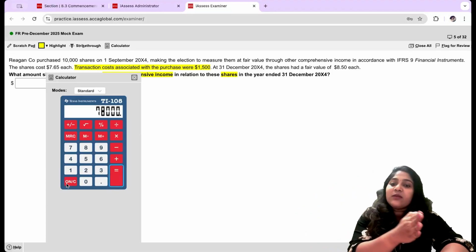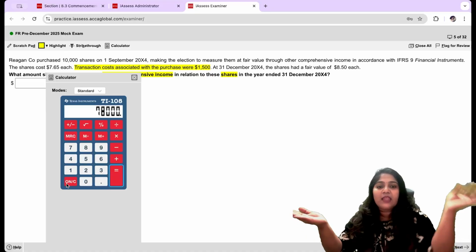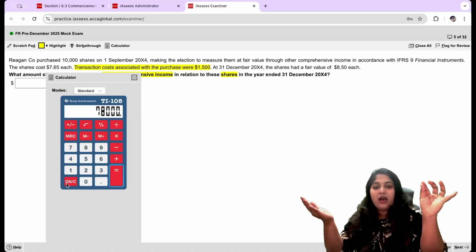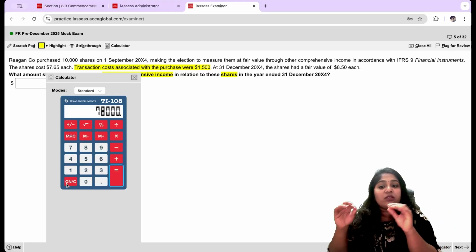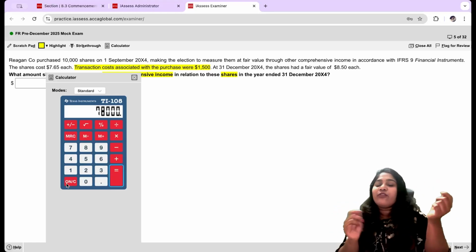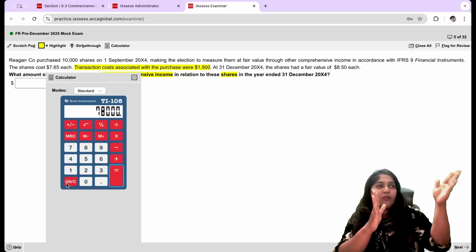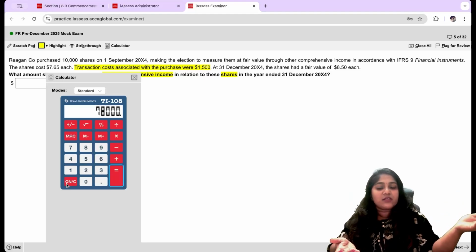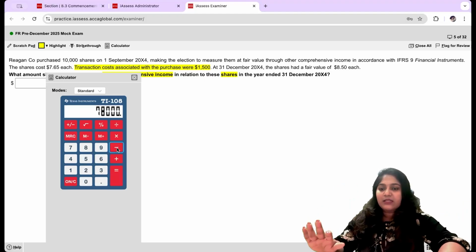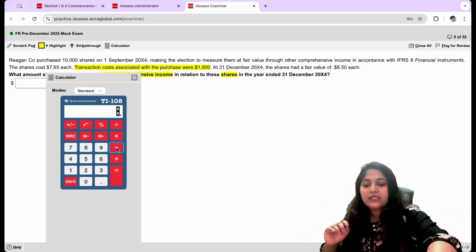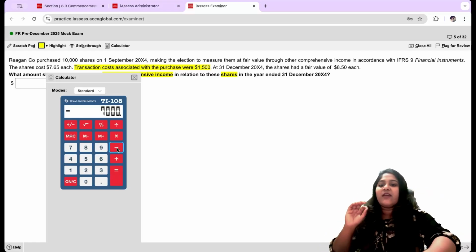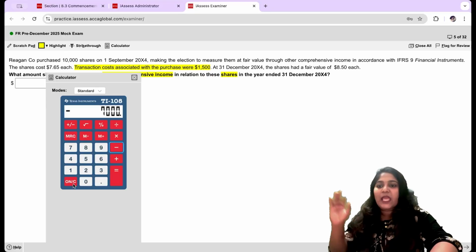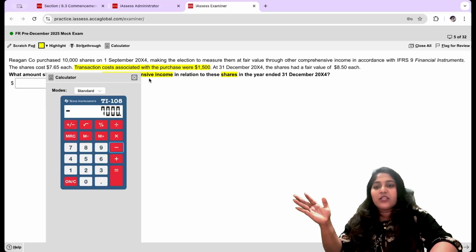Now, what is my closing balance? To find out the total gain, my closing balance at 31st December X4: the shares had a fair value of $8.5 each. So you don't have to do the maths, 10,000 into 8.5 means $85,000 is the closing balance. The opening balance is 78,000, the closing balance is 85,000. So that should give a gain of $7,000 for us. 85 minus 78, that should be the answer.